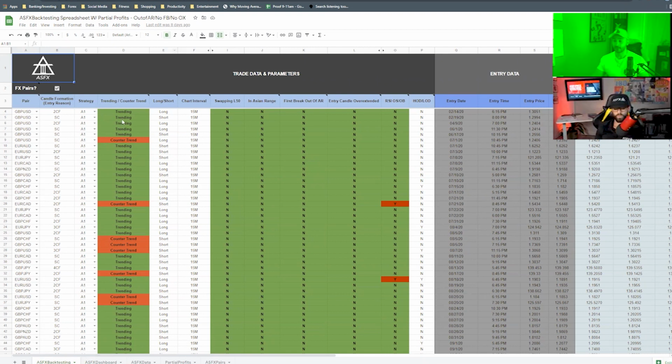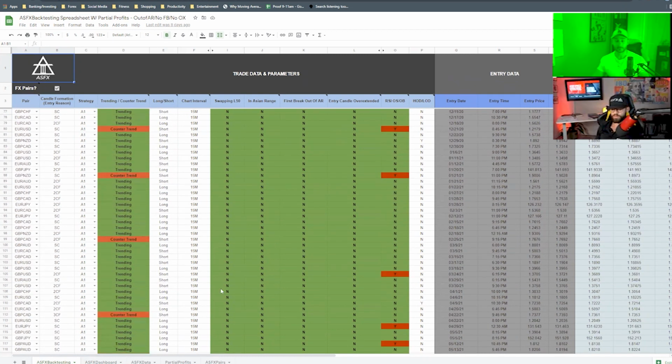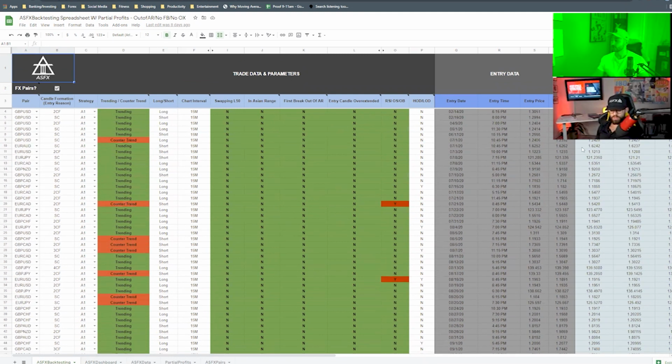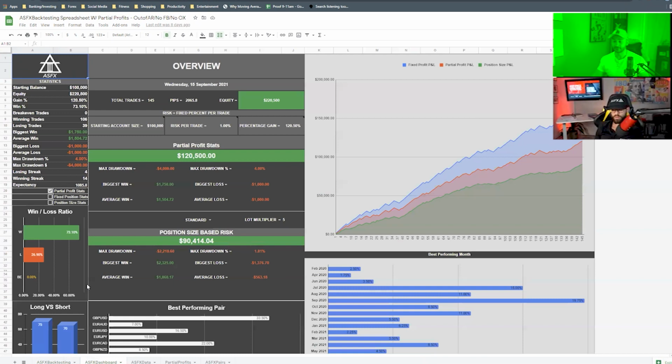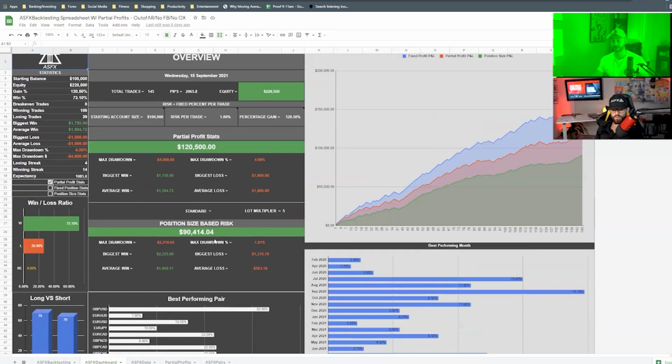The only thing I've kept is trending in counter trend and the RSI overbought, which technically is a B setup. So you can look at all these trades as being B grade setups. Here at ASFX, we grade our setups. This nets you a 73% win rate over 145 trades. If you're taking partial profits, it's going to give you a net 120%, like I just said. And you have a drawdown of only $4,000.